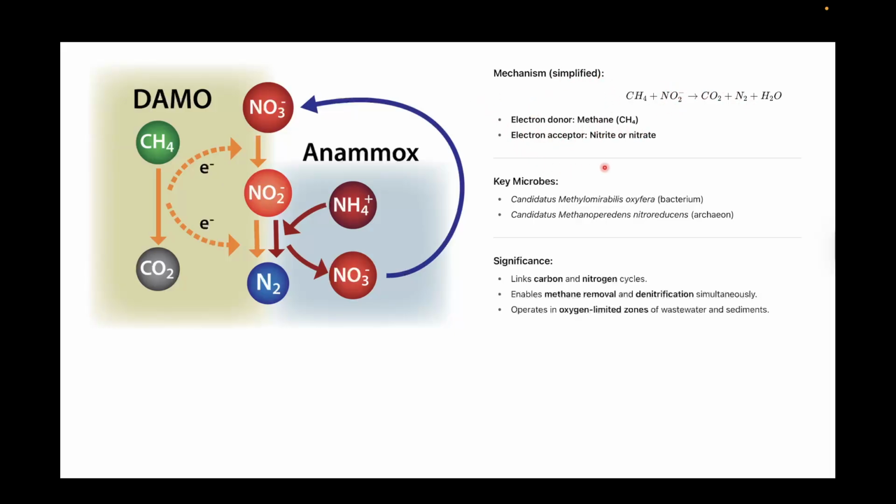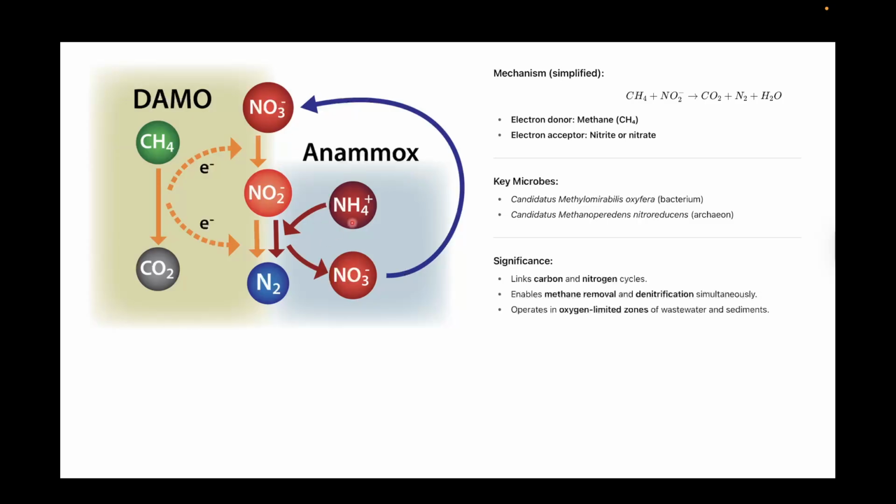Electron donor is methane and electron acceptor is the nitrite or nitrate. These are the archaea, Methanoperedens nitroreducens. It links the carbon and nitrogen cycles, enables methane removal and denitrification simultaneously, and operates in oxygen limited zones of wastewater and sediments. So these are some of the advantages N-Damo bacteria provides. Methane conversion to CO2 can utilize NO3 minus or NO2 minus as electron acceptors in the Anammox chain, where more ammonia can be consumed for producing NO2 minus and NO3 minus.